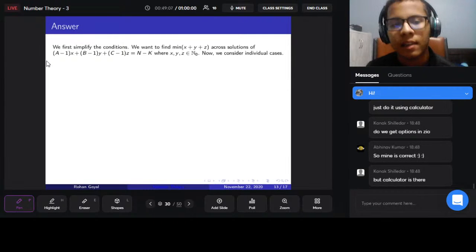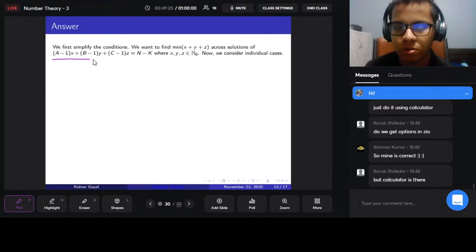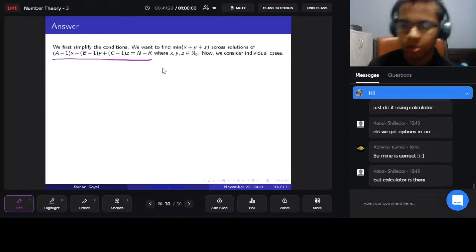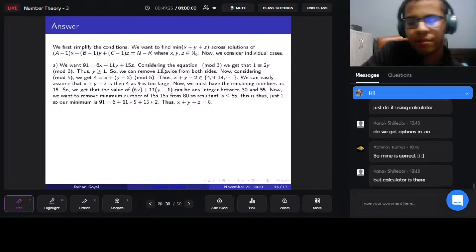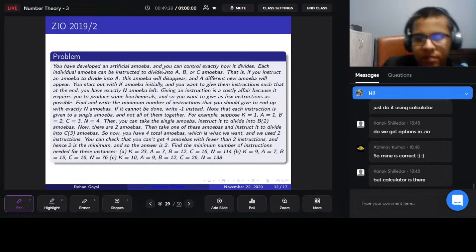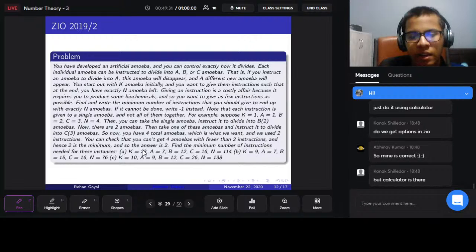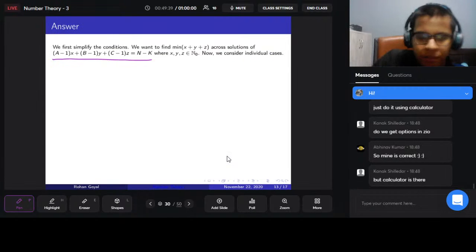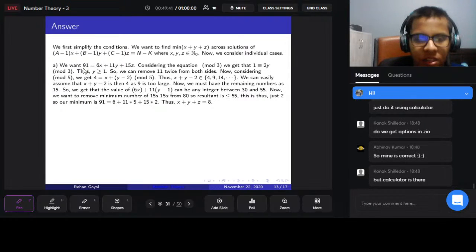We are given A, B, and C, and we are given N and K. We want to find the minimum of x plus y plus z, where x, y, z are non-negative integers, such that this is true. So in our first case, we have n equal 114 and k equal 23. So the difference is 91. And we have 6, 11, and 15, which are A minus 1, B minus 1, C minus 1. So we want 91 equals 6x plus 11y plus 15z.